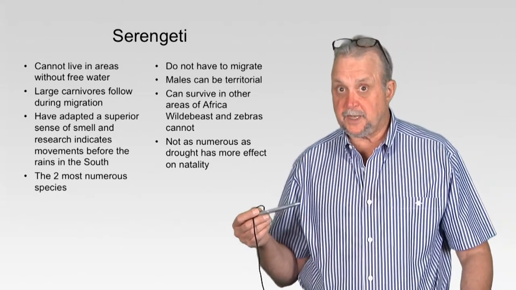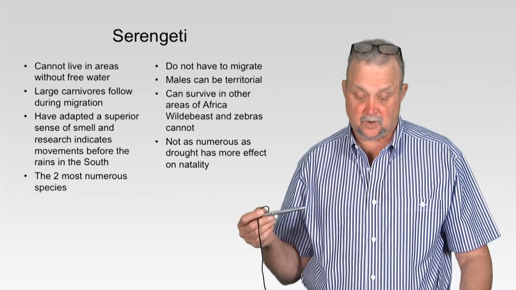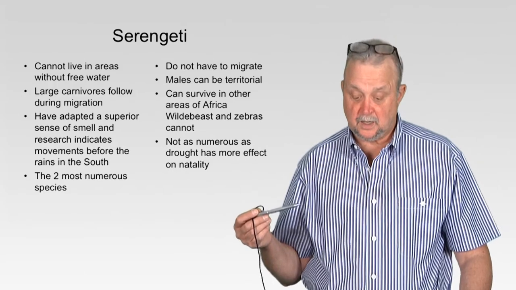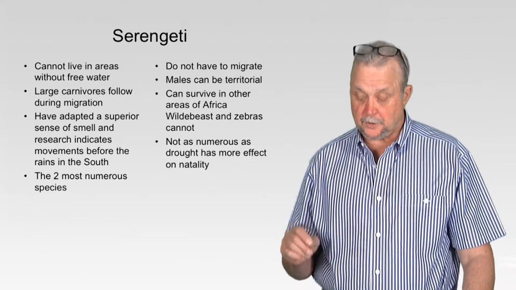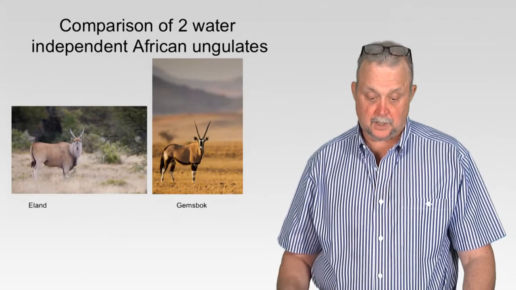The animals that don't have to drink water, don't have to migrate, and males can be territorial. They can survive in other areas of Africa that wildebeest and zebras cannot, but they're not as numerous because drought has much more of an effect on their reproductive rate. In other words, they don't produce young when it's a really dry year.